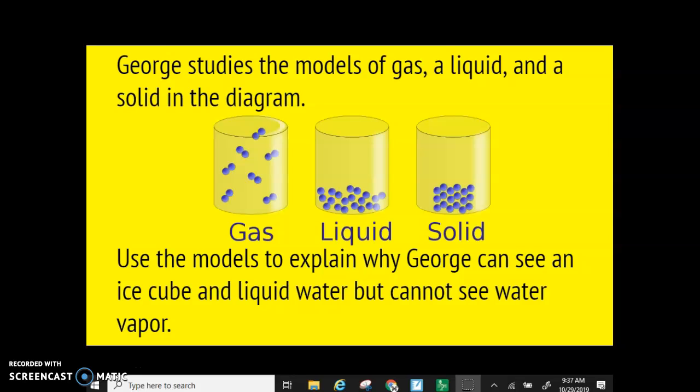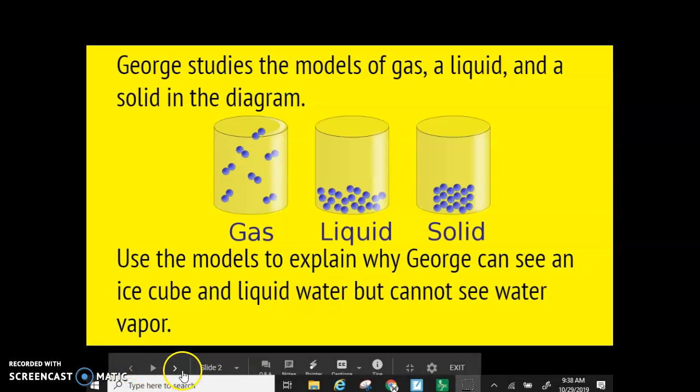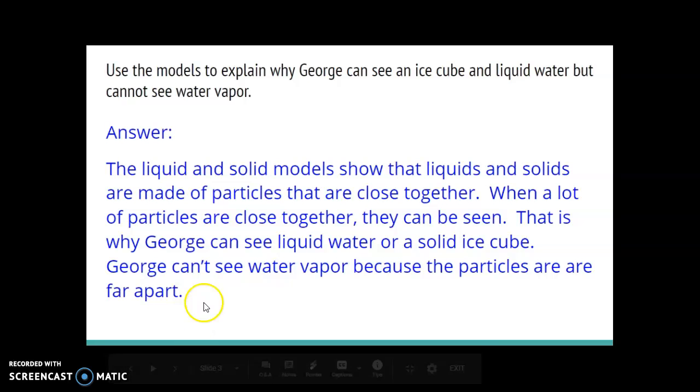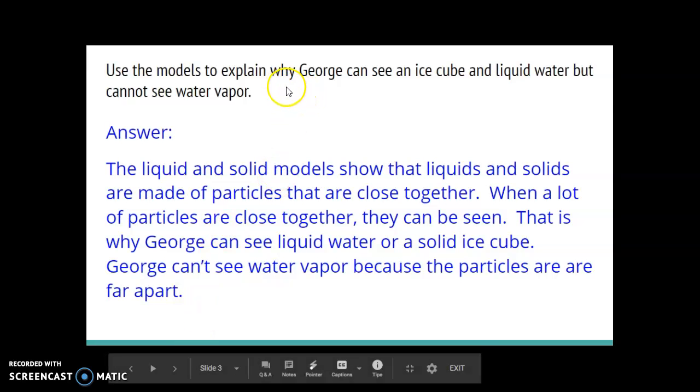So on the yellow screen, I read the words, I looked at the diagram, and then after that, I thought of the answer. Now that I've thought of the answer, I'm going to check my thinking. So I go to the next slide. The answers are on the slides that have a white background. Up here, it reminds me of what the question is, and then here is the answer.